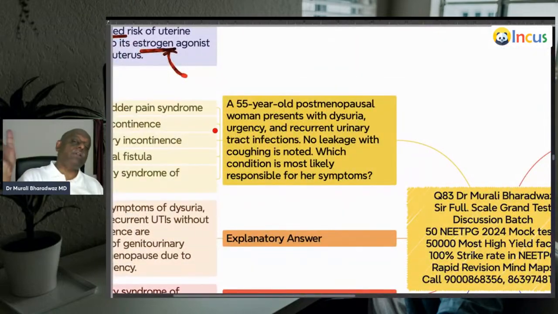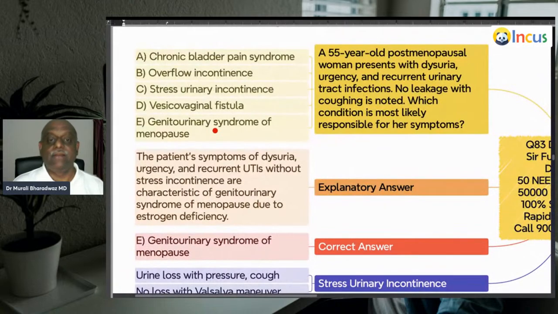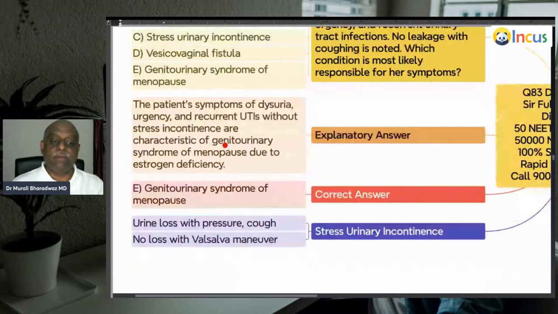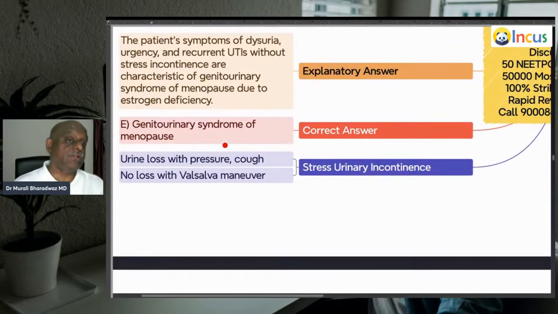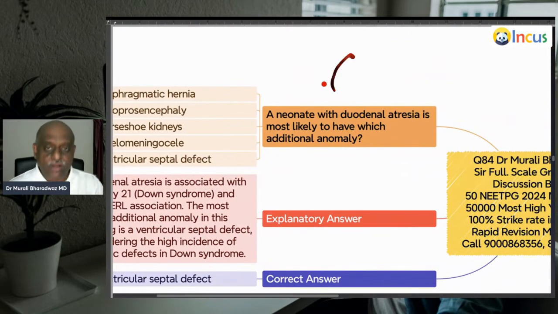A 59-year-old postmenopausal woman has dysuria, urgency, recurrent urinary tract infection, and no leakage on coughing. What is the possibility? So dysuria, urgency, recurrent UTIs without stress incontinence means it is called the genitourinary syndrome of menopause because of the estrogen deficiency.